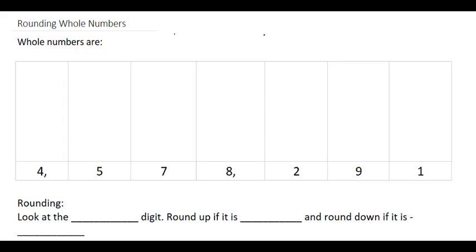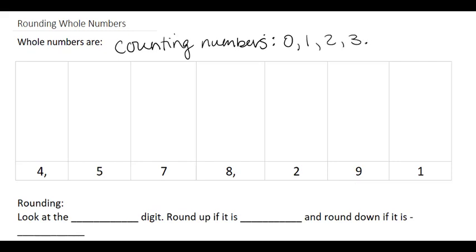Rounding whole numbers. Whole numbers are counting numbers. It starts with 0, 1, 2, 3, and so on. Then the next thing we can talk about is whole numbers also have place values.